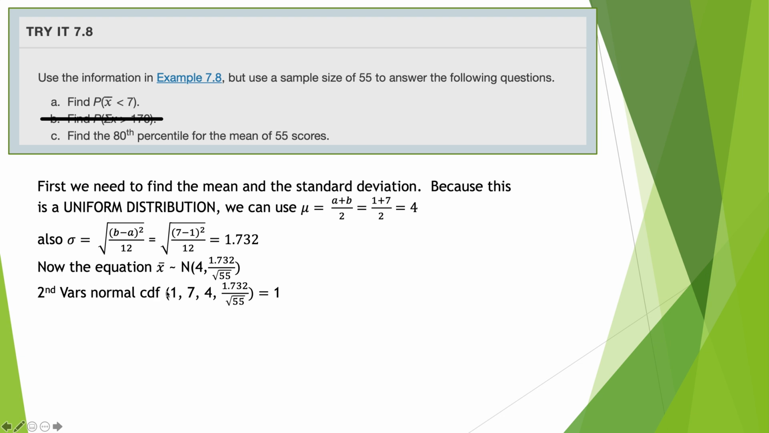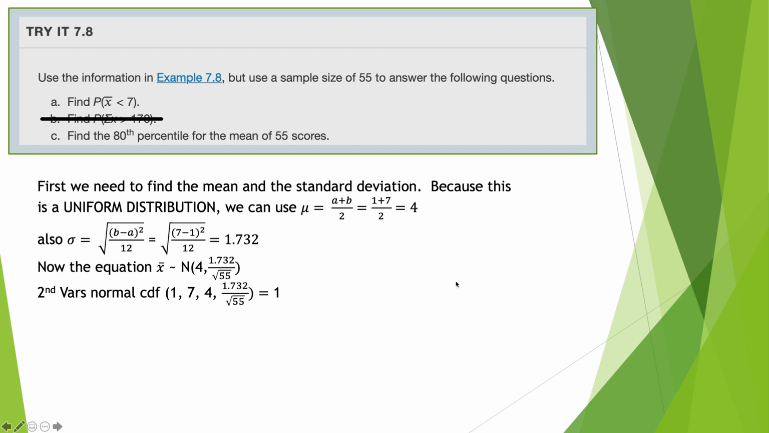Second vars, normal CDF. I want to go from 1 to 7 because the score has to be less than 7. Mean of 4, 1.732 over the square root of 55. You put it in and you get 1, which means it's a guarantee to happen. You might say, well, you could get exactly 7, but when you do sample means, it's not going to work out that way. It's statistically impossible.